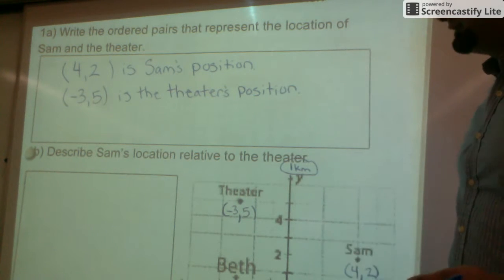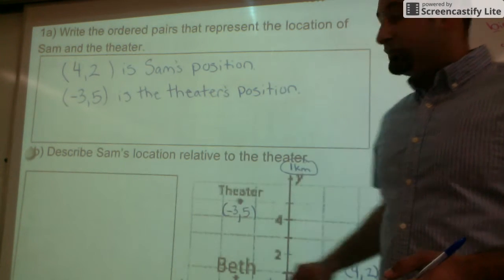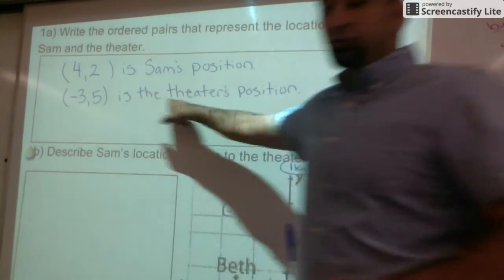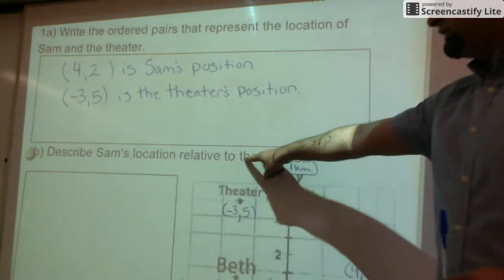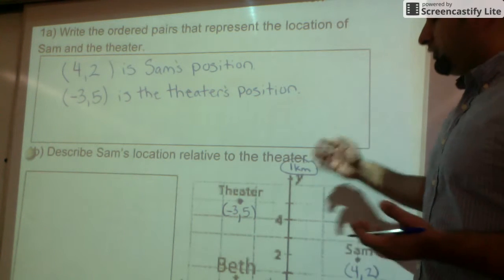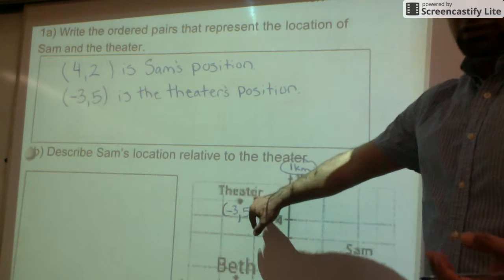When you put these, okay, so part 2 says, I know you don't see it, but it's 1b. This goes with this one. Describe Sam's location relative to the theater. So we're describing how Sam's position is compared to the theater.